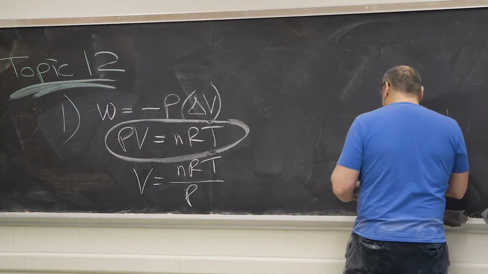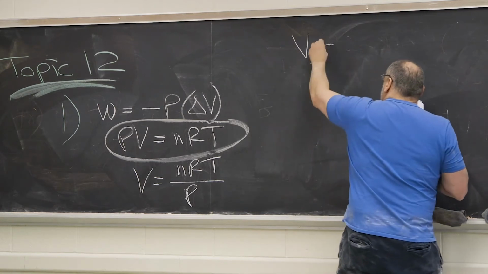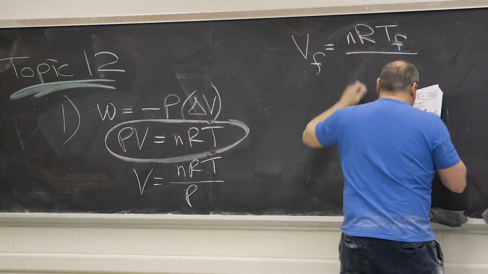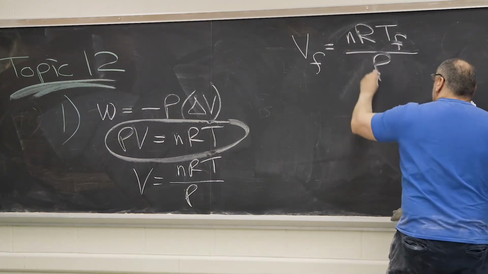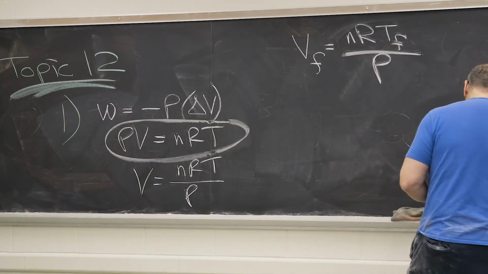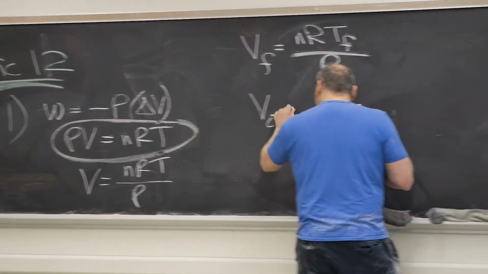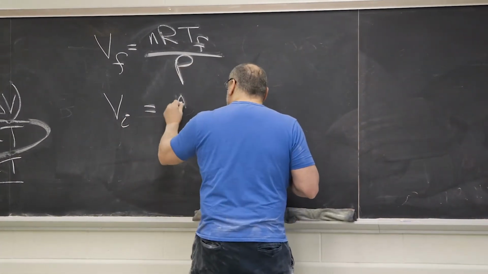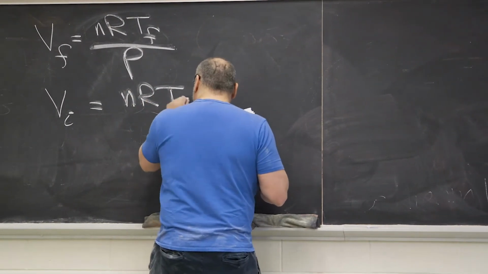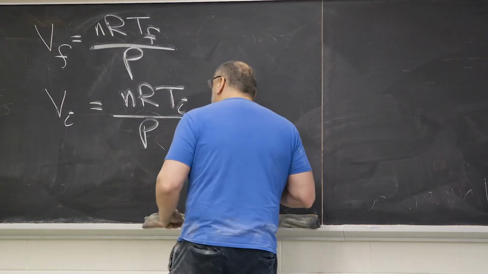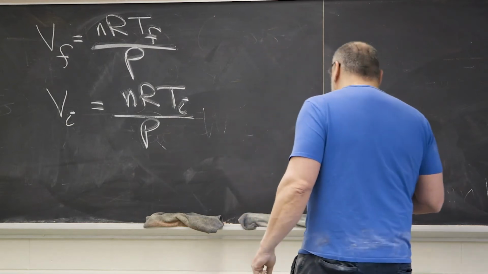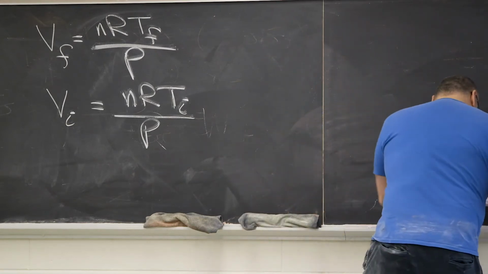There's a VF and there's a VI, right? The VF will be nRT_F over P. Something else could happen too. The VI is nRT_I over P. So we got those two things right there, guys. Looking pretty good.